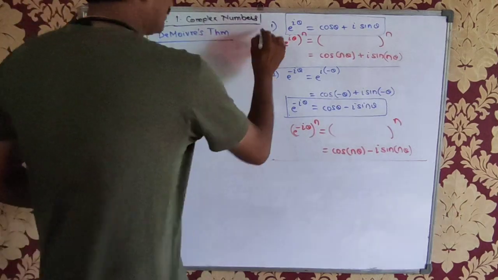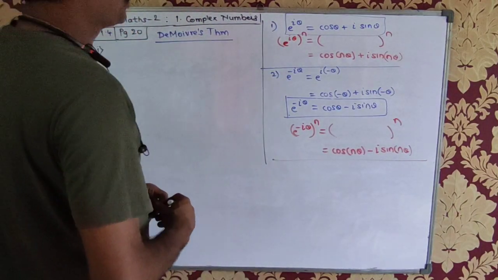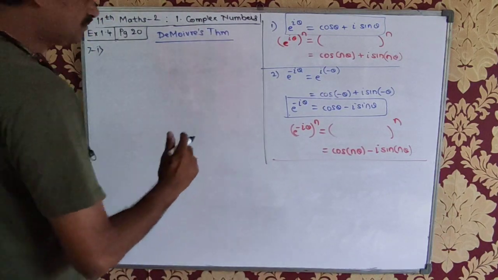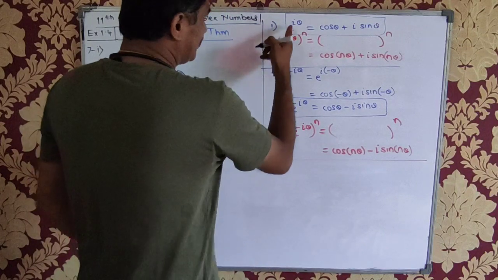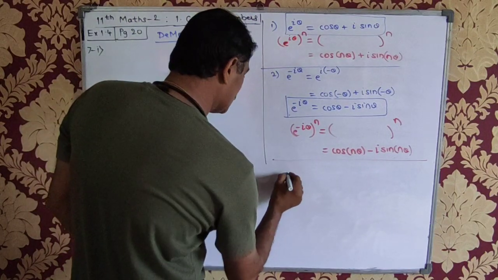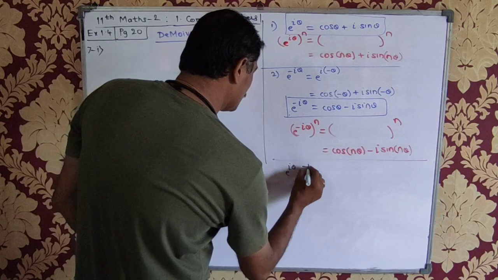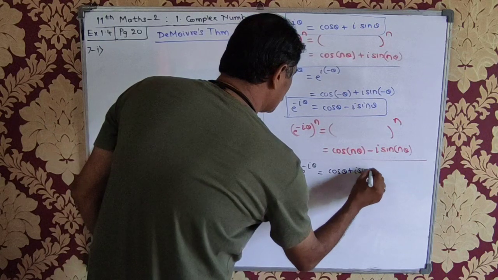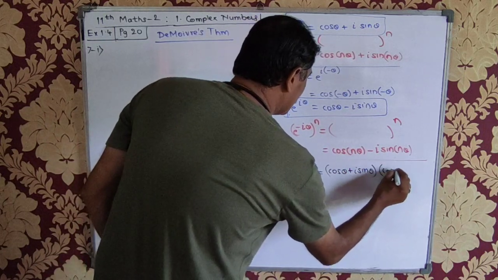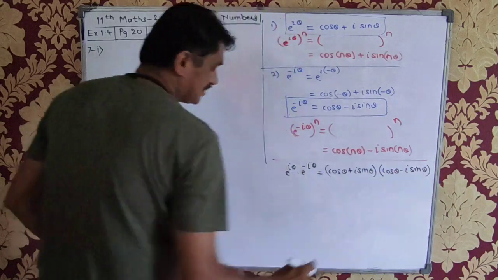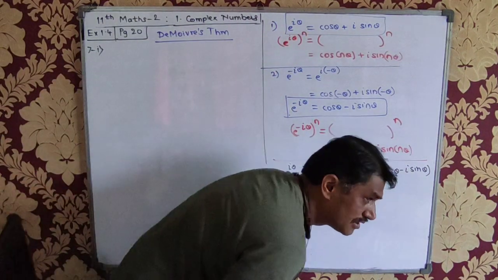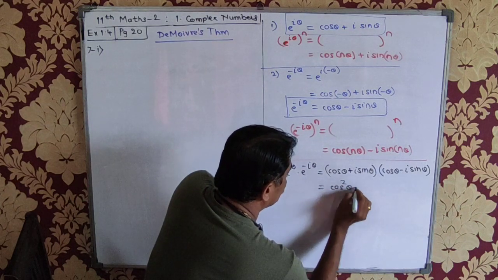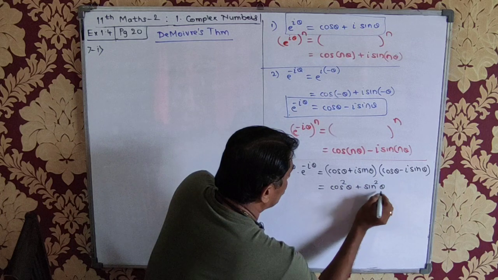There is one more thing that I can explain about De Moivre's theorem. If I multiply both, what is e raised to I theta into e raised to minus I theta? That means (cos theta plus I sin theta) into (cos theta minus I sin theta). What will that become? cos square theta minus I square sin square theta, minus I square is plus, so cos square theta plus sin square theta, that is 1, and that is equal to 1.